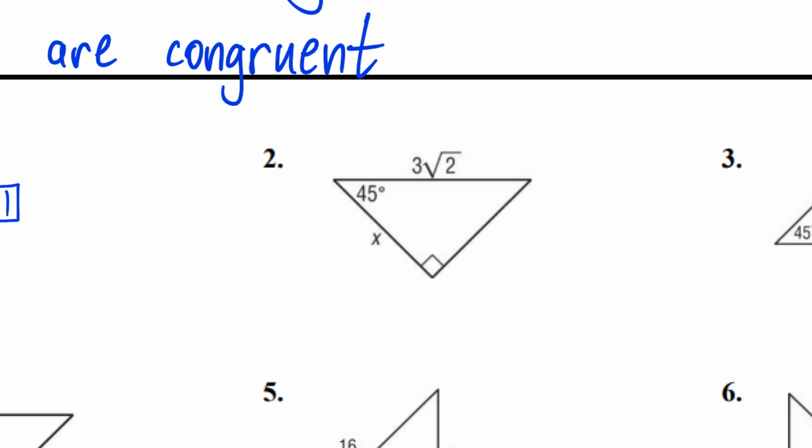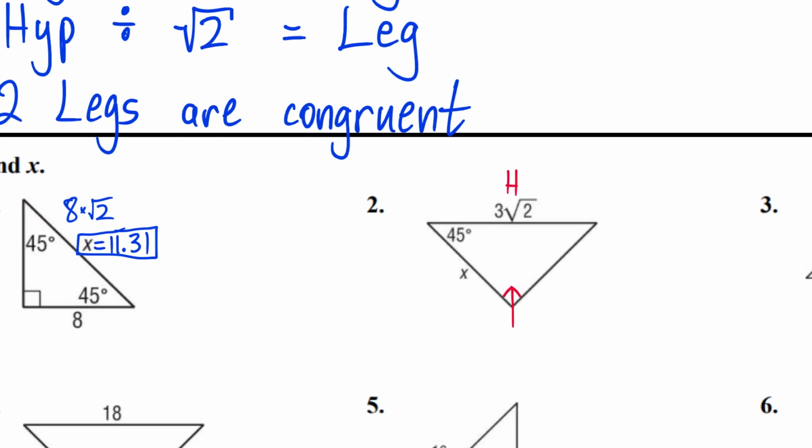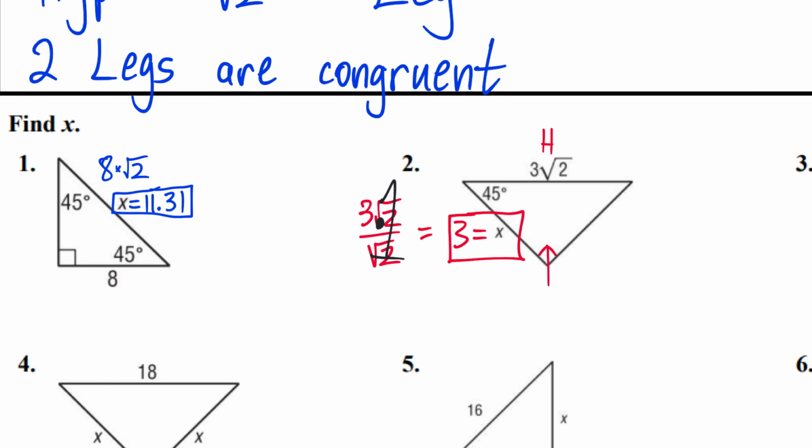Okay, on number 2, that 3 square root of 2, is that the hypotenuse or one of the legs? It's the hypotenuse. Again, we got the little arrow pointing towards it. So on this one, I know the hypotenuse, and I want to find the leg from that. So when I know the hypotenuse, what do I do to find the leg? Divide by square root of 2. So I have 3 square root of 2 divided by square root of 2. 3. Good. It's just going to give you 3. Why does that just end up being 3? Because square root of 2 divided by square root of 2 is 1, and 3 times 1 is 3. Basically, the square roots of 2 cancel to 1.